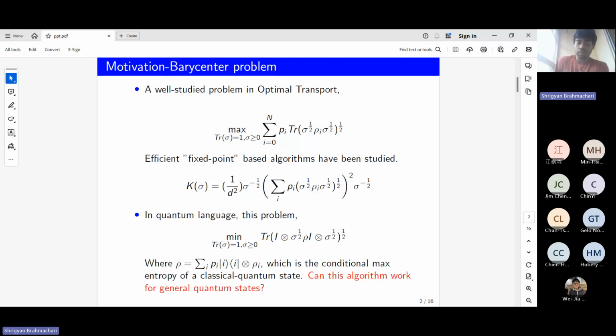Now, we saw this problem, and it was quite nice. This idea of having a map-based algorithm as opposed to your SDP or gradient descent is quite nice, and you want to explore it. The first thing we observed, though, was that this particular problem can be written in terms of a conditional max entropy, except as you can see in this last expression.